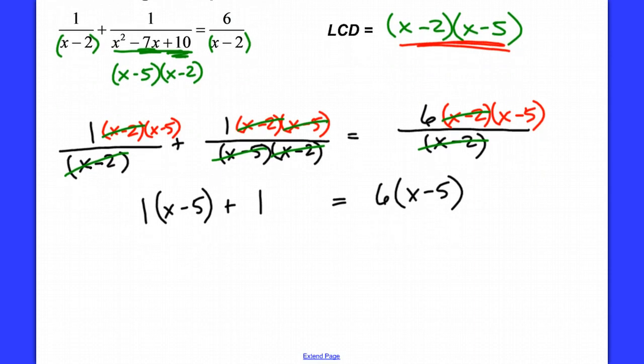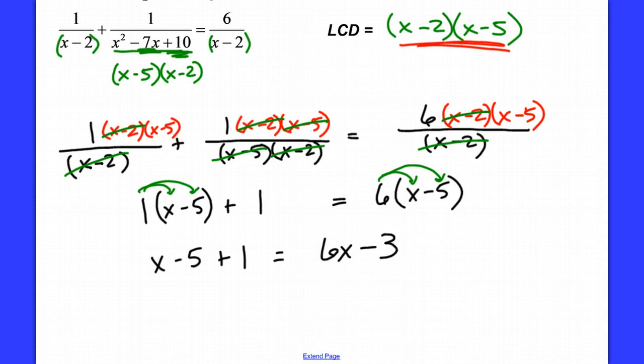We'll start off by distributing. We distribute 1, I didn't even mean to do that. That gives us x minus 5 is equal to, over here, 6x minus 30. So we would collect like terms. That's x minus 4 is equal to 6x minus 30.